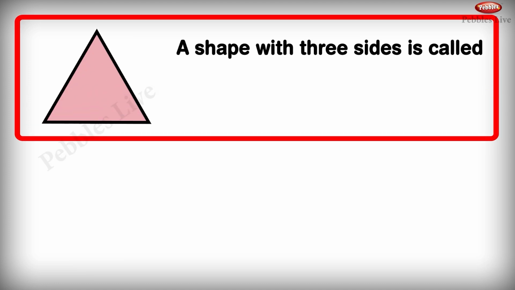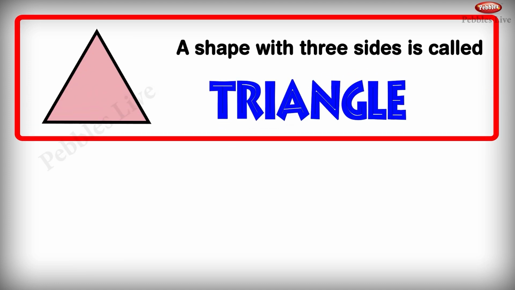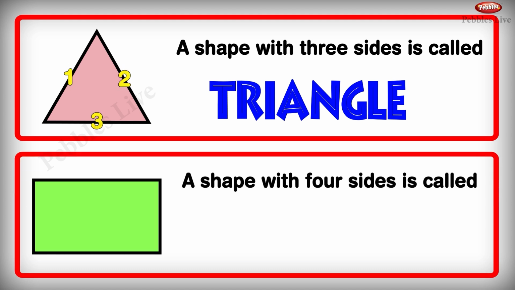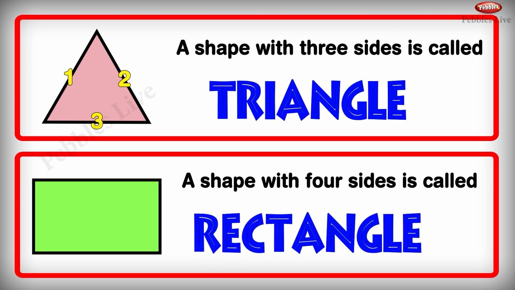A shape with 3 sides is called triangle. 1, 2, 3. A shape with 4 sides is called rectangle. 1, 2, 3, 4.